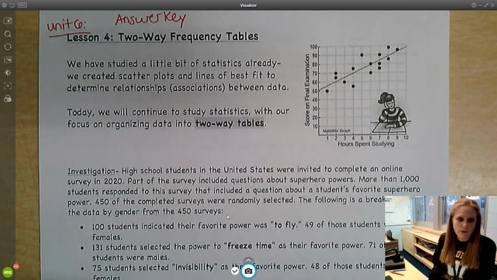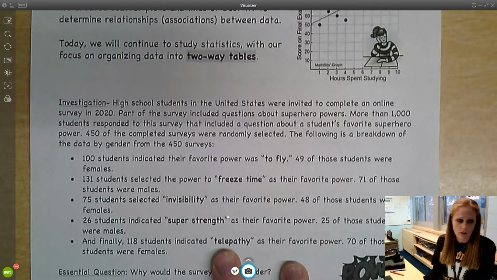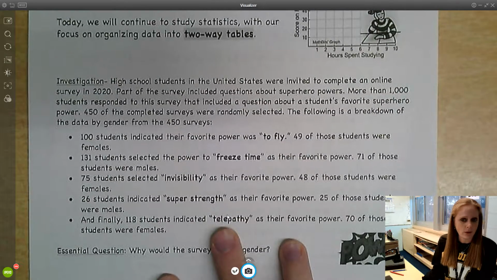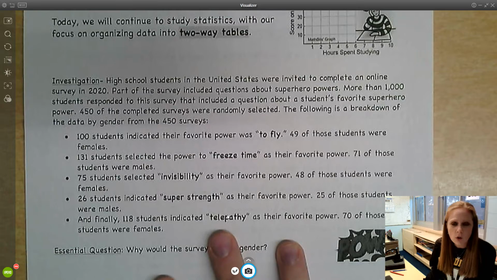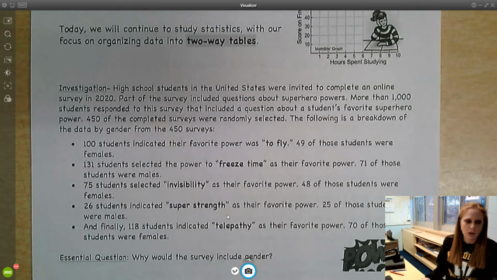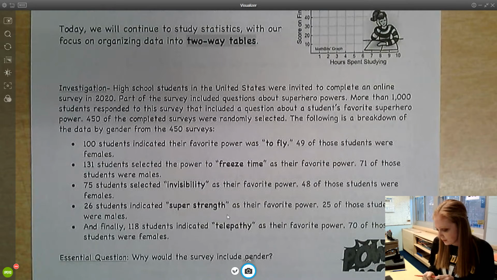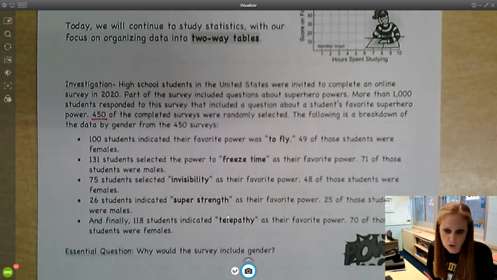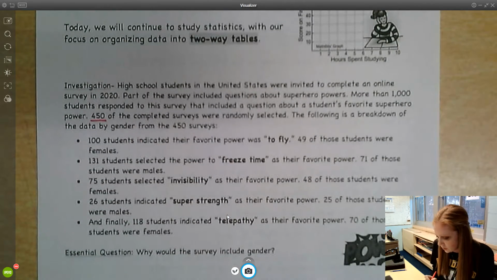Okay, so our investigation. High school students in the United States were invited to complete an online survey in 2020. Part of the survey included questions about superhero powers. More than 1,000 students responded to the survey that included a question about the student's favorite superhero power. 450 of the completed surveys were randomly selected. So our total here is 450 surveys. And here's a breakdown by gender of the 450 surveys.